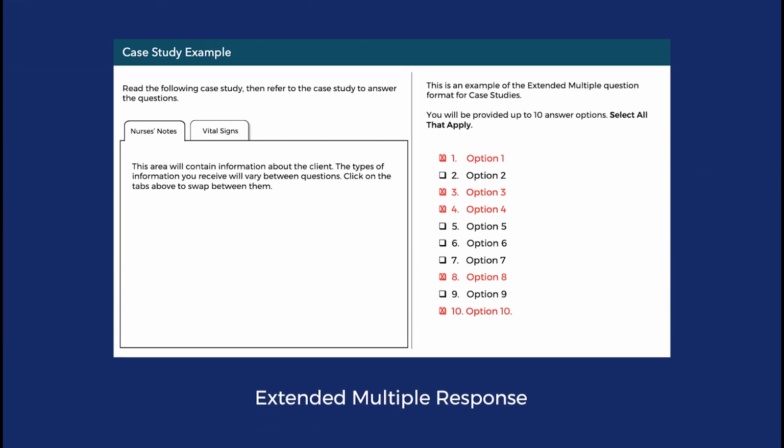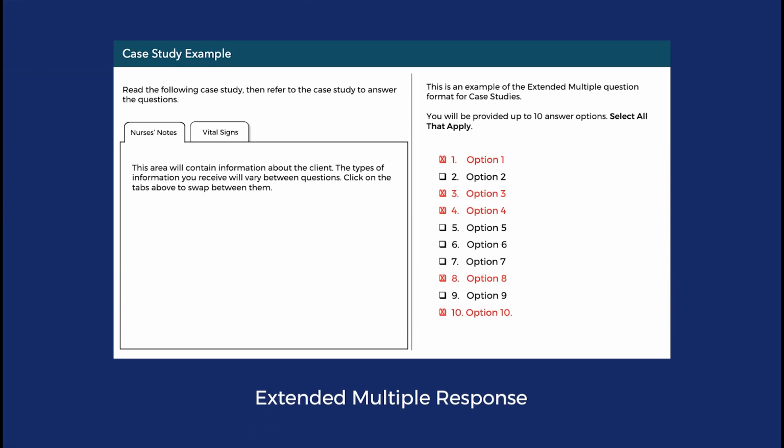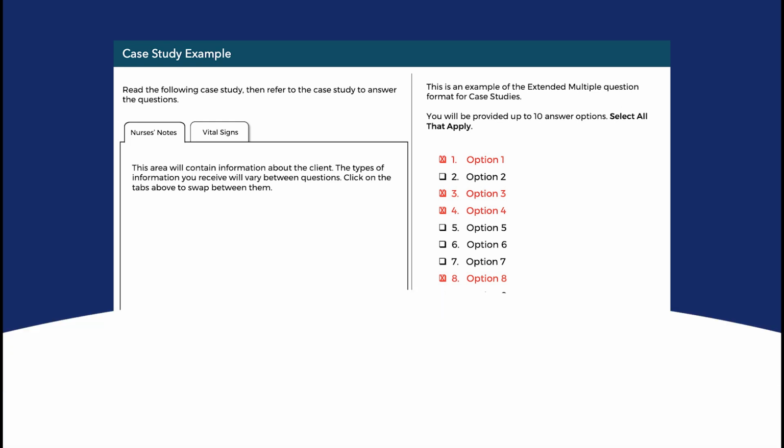All right. So the first one is very similar to one we've already talked about. We've talked about our select all that apply questions or multiple response questions. And so this one is an extended multiple response question. And I'm guessing that means more options than the 5 or 6 that you mentioned for the standalone. Exactly. How many options are we talking here? Up to 10. Oh, Lordy. That's a lot. And students panic.